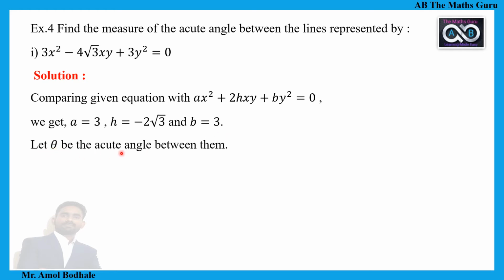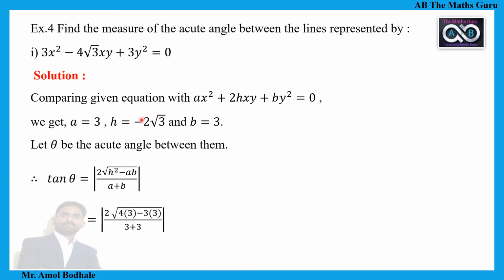So, let theta be the acute angle between them. Therefore, tan theta equal to mod of 2 square root of h square minus ab upon a plus b. Now we will put the values of h, a and b here. 2 square root of h square, the square of minus 2 root 3, will be 4 into 3, minus a into b, that is 3 into 3, upon a plus b, that is 3 plus 3. So we get tan theta equal to 2 square root of 12 minus 9 upon 3 plus 3, that is 6, which is 2 square root of 3 upon 6.